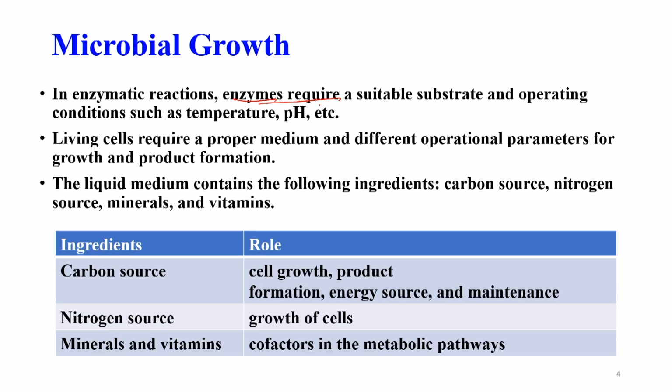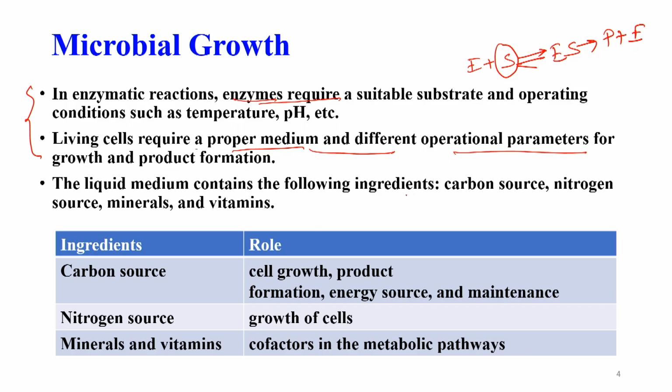We have already discussed in the last lecture how microbial reaction is different from the enzymatic reaction. In an enzymatic reaction, the enzyme requires a substrate, this forms an enzyme substrate complex, and then the product is formed. It only requires the substrate, but when you are using living cells, it requires a proper medium. In addition, different operational parameters, pH, temperature, and dissolved oxygen, are required for growth and product formation. So, this is the major difference between enzymatic and cellular reactions.